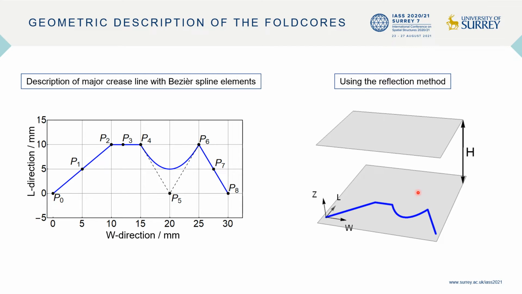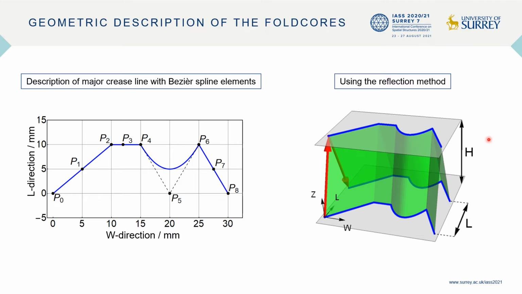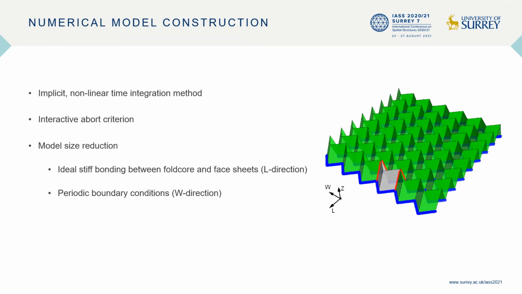Then we introduce the parameter h for the core height and the parameter L. And with these two parameters, we are able to define the extrusion vector seen in red. And now we can extrude these major crease lines up to the top plane and reflect down to the base plane and get a three-dimensional core shape. And per definition of the reflection method, these structures are always flat foldable.